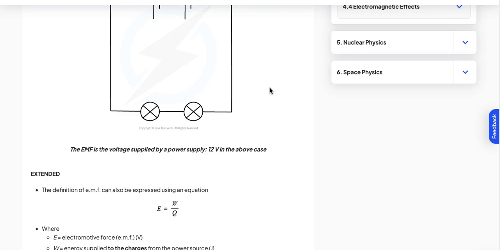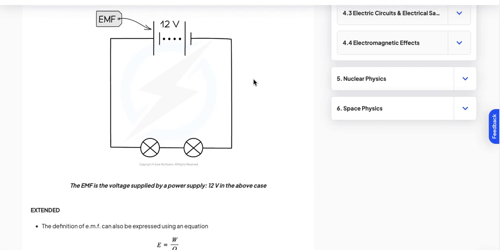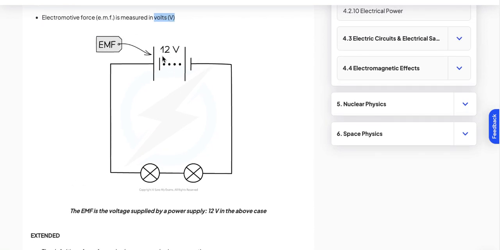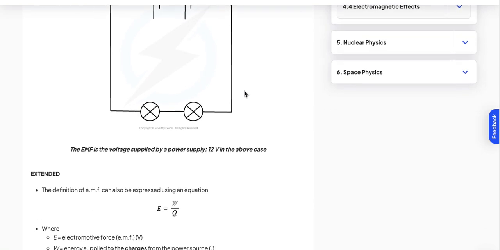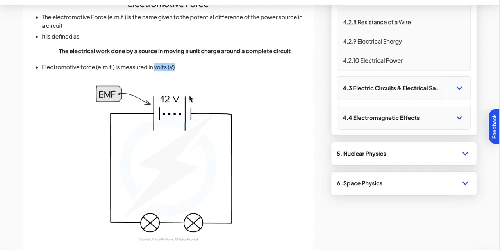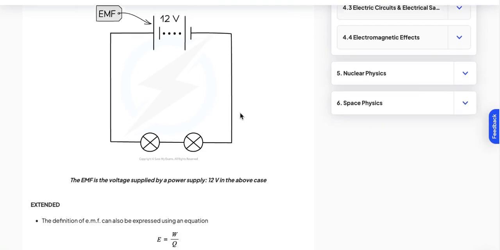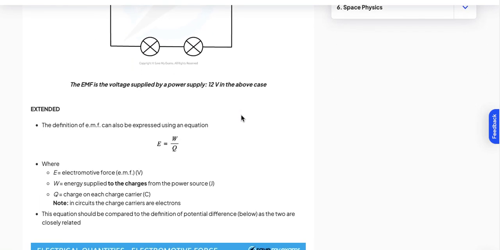EMF is the voltage supplied by the battery or by the power source. The EMF is the voltage that is being supplied by the power source, which is the battery in this regard. It depends which value it is. If it's 12, the voltage is 12. If it's 24, the voltage is 24. If it's 6, the voltage is 6. So the voltage that is supplied by the battery is what we call the EMF.